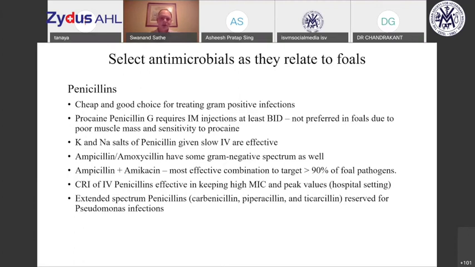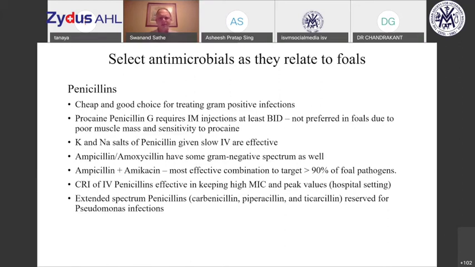Amoxicillin and ampicillin also have a good gram-positive as well as gram-negative spectrum, and ampicillin, again, combined with amikacin, is thought to be the most effective combination that targets more than 90% of neonatal microorganisms. There have been reports of using continuous rate infusions of IV penicillins in a hospital setting. And the advantage with CRIs of penicillin is that they provide really high MIC as well as peak values of the drug in the body system to counteract severe septic situations.